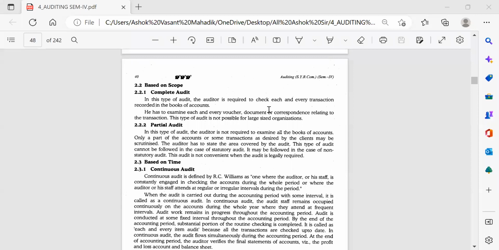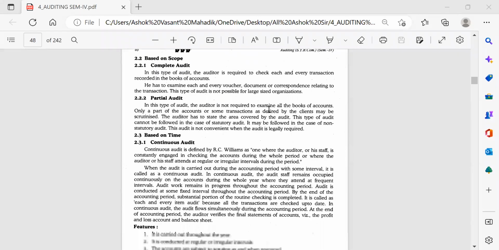In case of a partnership firm, suppose three partners are there. They are handling three sections. Only debtors accounts are to be checked. So they can ask the auditor that you better pay attention to debtors accounts or cash sales account. So it's a kind of partial audit. It is not possible in case of statutory audit. It can be done only in case of non-statutory audits. Clear?